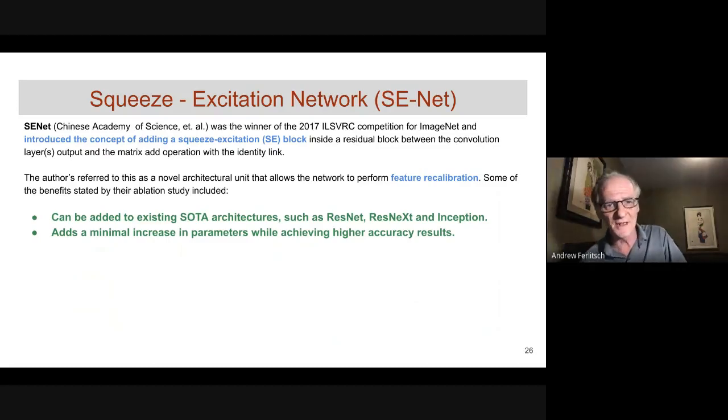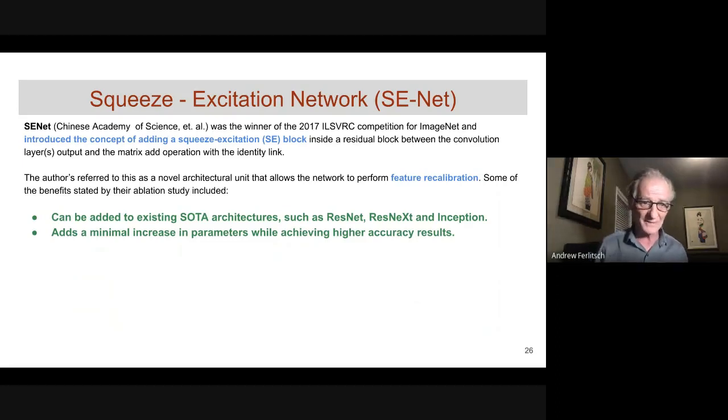Okay, so let's now talk about the squeeze excitation network. That's an SENet. It came from the Chinese Academy of Science and others, and it was the winner of the 2017 ImageNet contest. And they introduced this idea of a squeeze excitation block that's placed inside a residual block between the convolutional layer output and then that matrix add with the identity link. And the authors refer to this as a novel architecture unit that allows networks to perform feature recalibration.